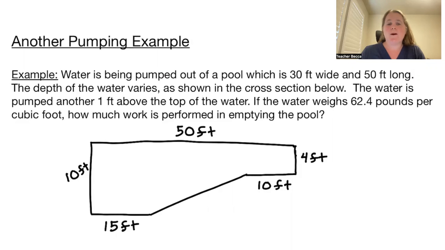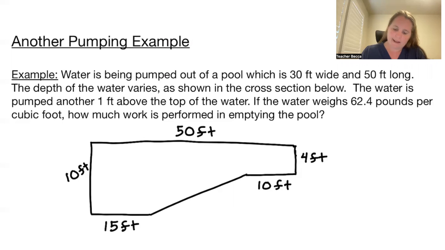So in this example, water is being pumped out of a pool, which is 30 feet wide and 50 feet long. The depth of the water varies as shown in the cross section below. So the water is pumped another 1 foot above the top of the water. If the water weighs 62.4 pounds per cubic foot, how much work is performed in emptying the pool?